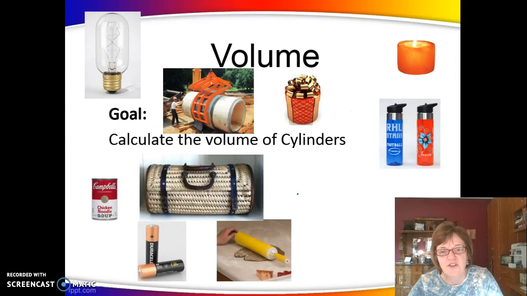Well, that's it. Volume. We went over calculating the volume of cylinders, and we reviewed a little bit about volume of rectangular prisms, finding a side instead of just finding the volume. The volume is easy peasy. Finding the side's a little more squeezy.